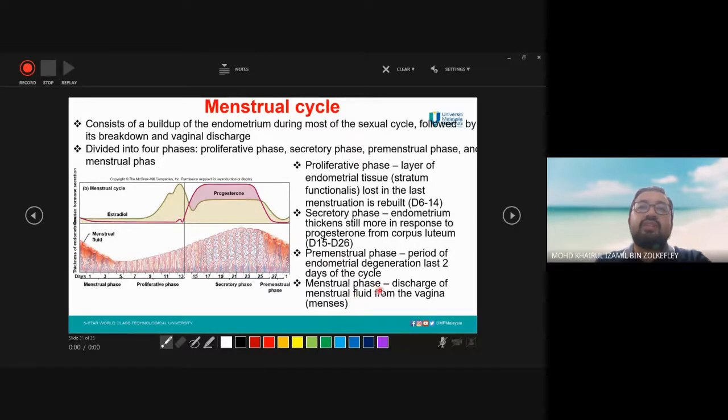Okay, so menstrual phase akan berlaku, discharge of menstrual fluid from the vagina and menses akan berlakulah proses kita kata datang haid ataupun menses. Okay, so that is how menstrual cycle occurred.